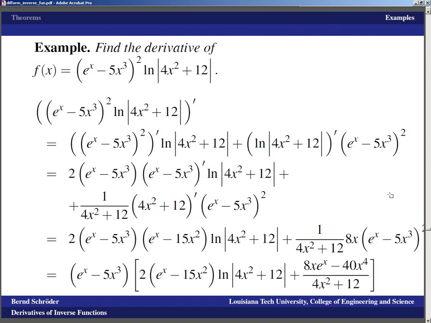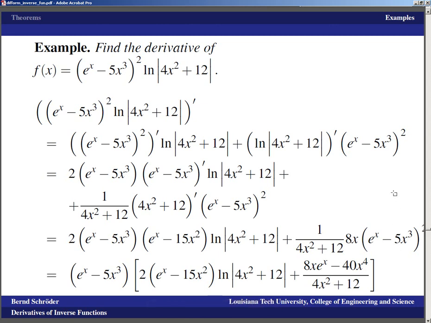And then, if we want to, we can take out a common term, and that common term would be e to the x minus 5x cubed, which leaves us with 2 e to the x minus 15x squared ln 4x squared plus 12 from the first term, and the second term keeps the denominator 4x squared plus 12 and 8x e to the x minus 40x to the 4th, because once the square is gone here, and there is a square here, it's just hard to see, then 8x times negative 5x cubed gives us a negative 40x to the 4th.